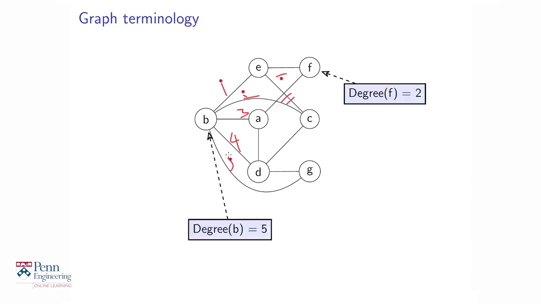So that's adjacency. The next concept is the notion of the degree of a vertex. Every vertex has a certain number of edges incident on it. In this graph, the vertex F has two edges, the edge FE and the edge AF incident on it. So since it has two edges incident on it, the degree of F is 2. And if you look at B in this graph, it has 5 edges incident on it: 1, 2, 3, 4, and 5. So the degree of B is 5.